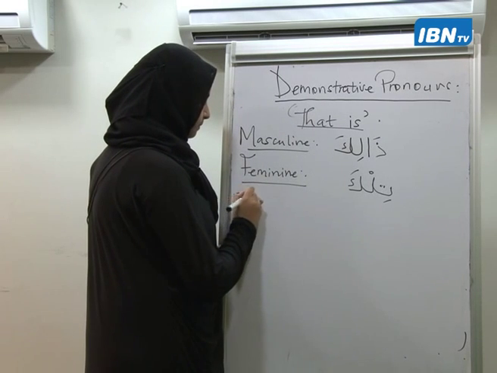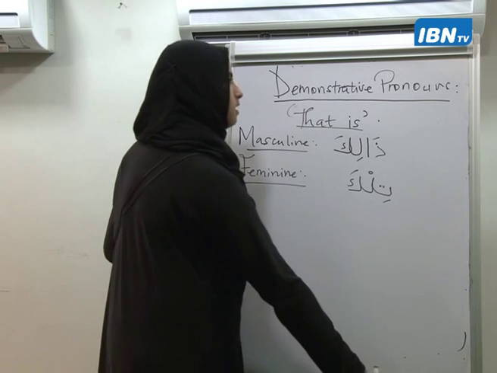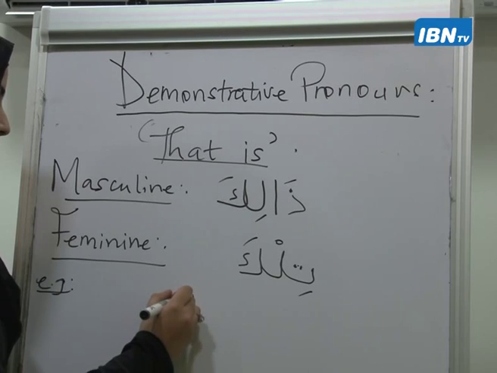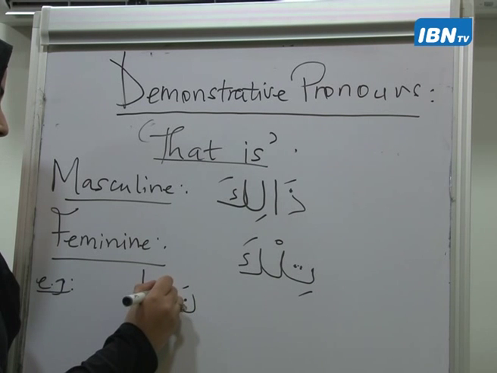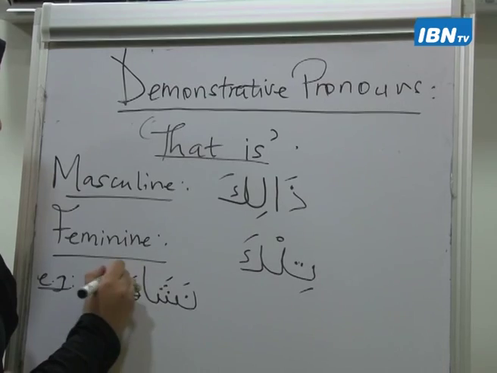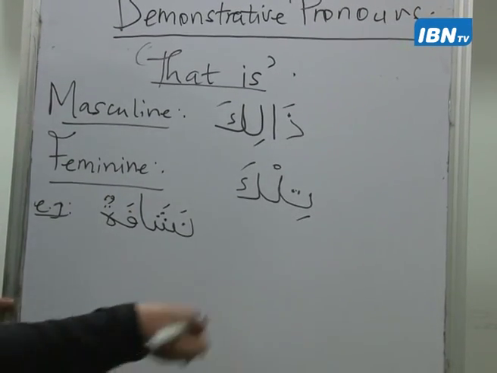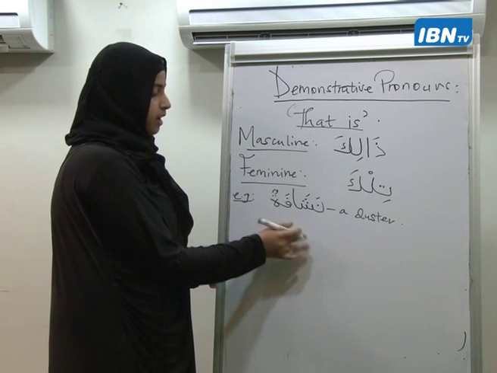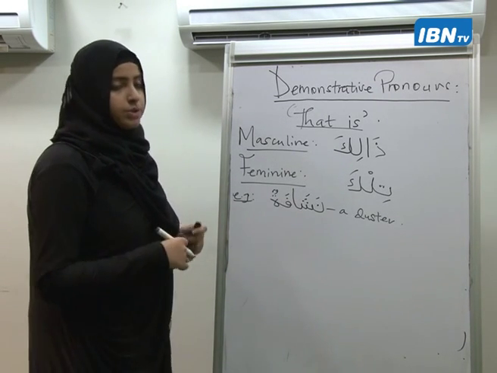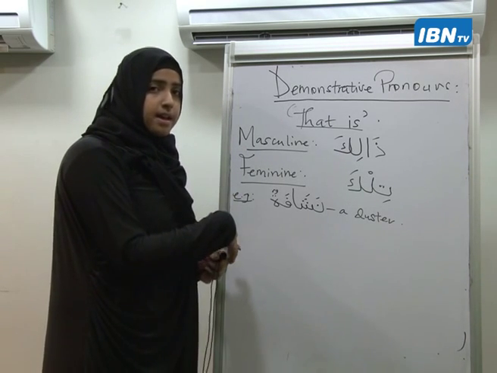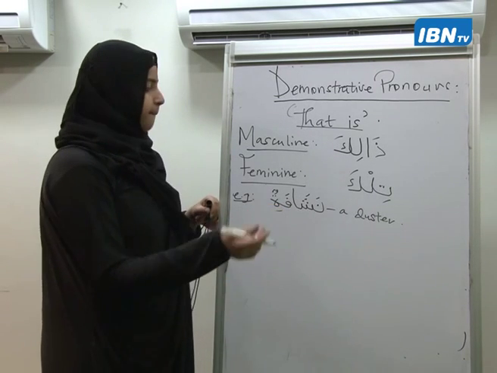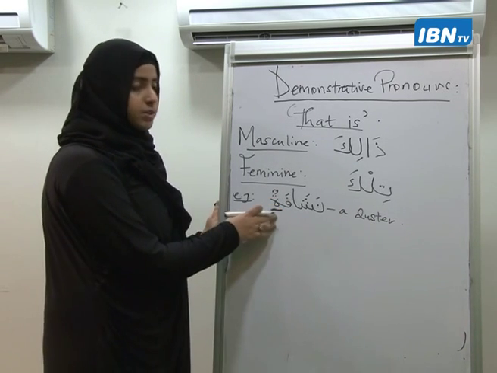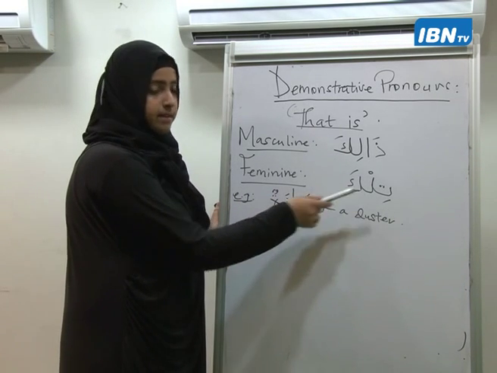So example, I want to say that is a duster. How will I say it? First I'm going to write the word duster. Duster means nashafatun. Now the first thing I'm going to do is look at this word and categorize it. Is it feminine, mu'annath, or mudhakkar? Based on the word, I see this word is a mu'annath. This word is feminine. Why? Because it has a ta marbuta. Because of this ta marbuta, it is feminine, so I'm going to use the feminine.